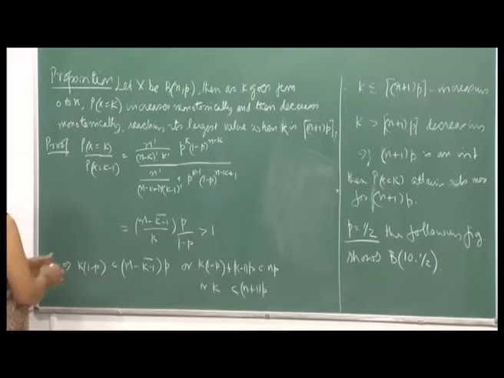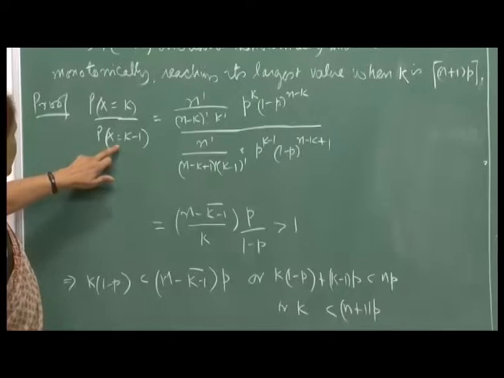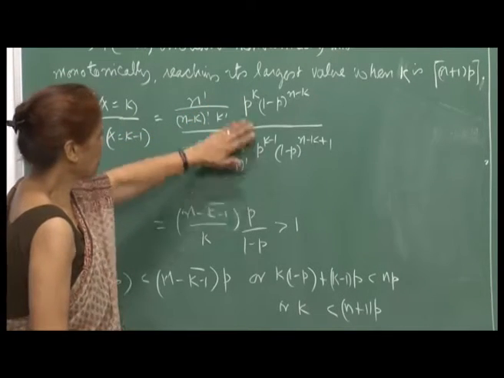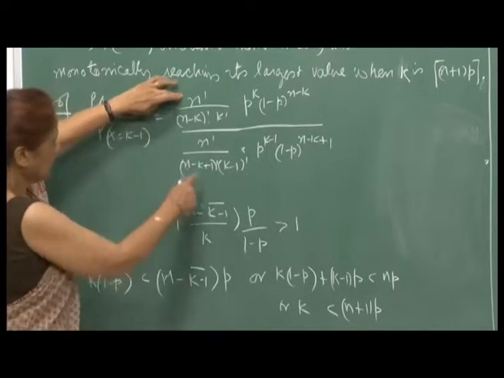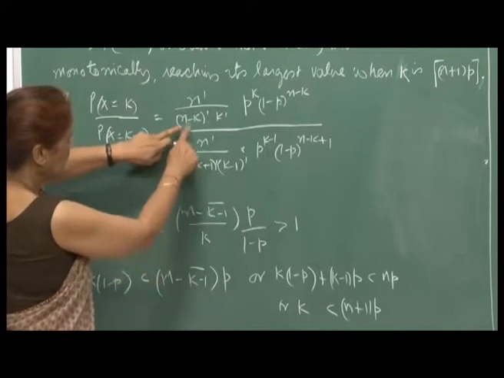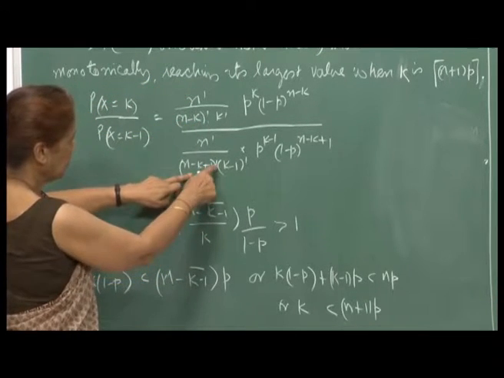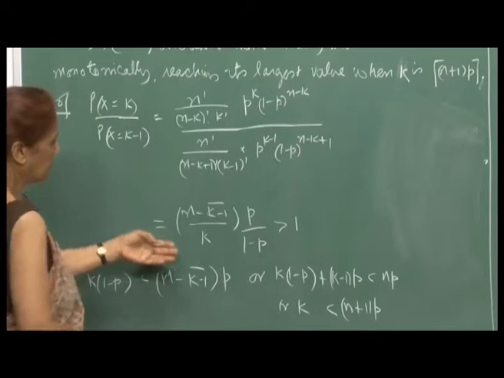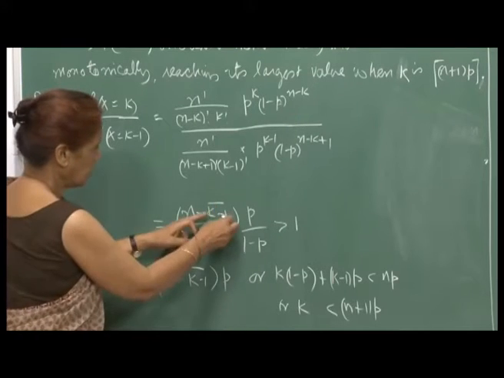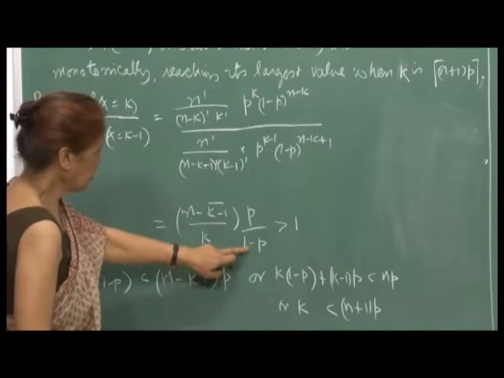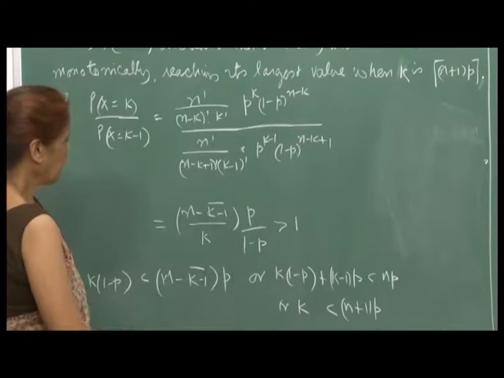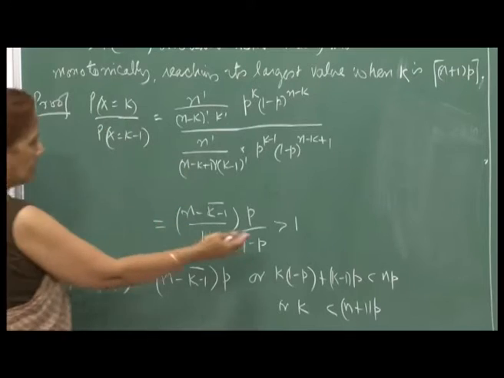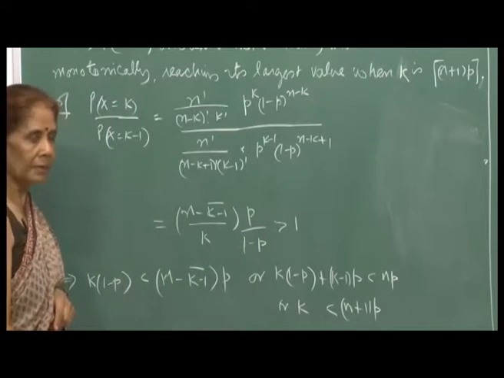So, let us write down probability X equal to k upon probability X equal to k minus 1. If you write down the expressions, this is what you get. Things cancel out: n factorial, you have (n minus k) factorial, (n minus k plus 1). Therefore, you will be left with (n minus k plus 1) in the numerator, over k, times p upon 1 minus p. Now, we want to know for what values of k the probabilities are increasing. So, I want this to be greater than 1, right.